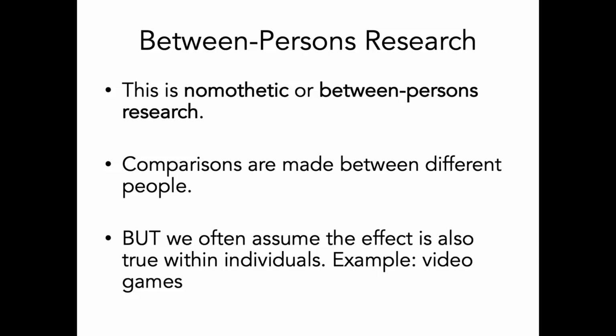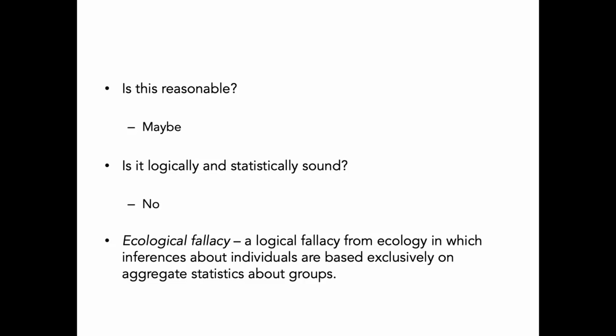The second problem is that we often assume that whatever effect, let's say there was an effect of video games, we often assume the effect is also true within individuals. If you found across a population that people who played more violent video games were more aggressive, you might think, oh, my child shouldn't play violent video games. But actually, we haven't seen any evidence that it could change within people. So, assuming that between subjects designs can speak to within subjects treatments.